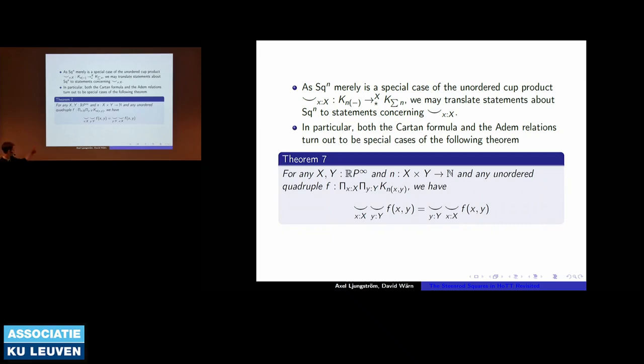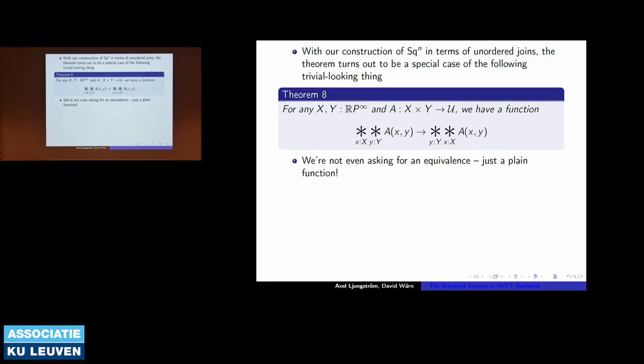Looks very trivial, right? You just need to commute something. Well, it turns out that since we defined our Steenrod squares in terms of this weird unordered join, this, in turn, is just a special case of the following trivial-looking theorem. I shouldn't have called it a theorem if it was trivial, right? But for any x and y in RP infinity and any family of types living over x and y, there's a function, not even an equivalence, just a plain good old function going from the join over A to the join over A, where first you take the join over x and y, and then you take the join over y and x. So there's some sort of Fubini-like theorem, but we're just asking for the map. This turns out to be the key theorem that proves everything.